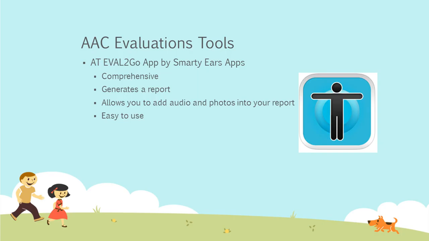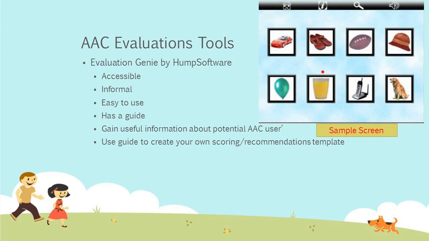Okay, we're going to go back to our presentation and keep going on with tools. So, evaluation tools. One tool that I like to use is the Evaluation Genie tool, and it's by Hump Software. I like it because it's easily accessible, it's informal, it's something that you can do with the child while they're at play. And they may even think that it's a game. It's easy to use, and it has a guide on their website.